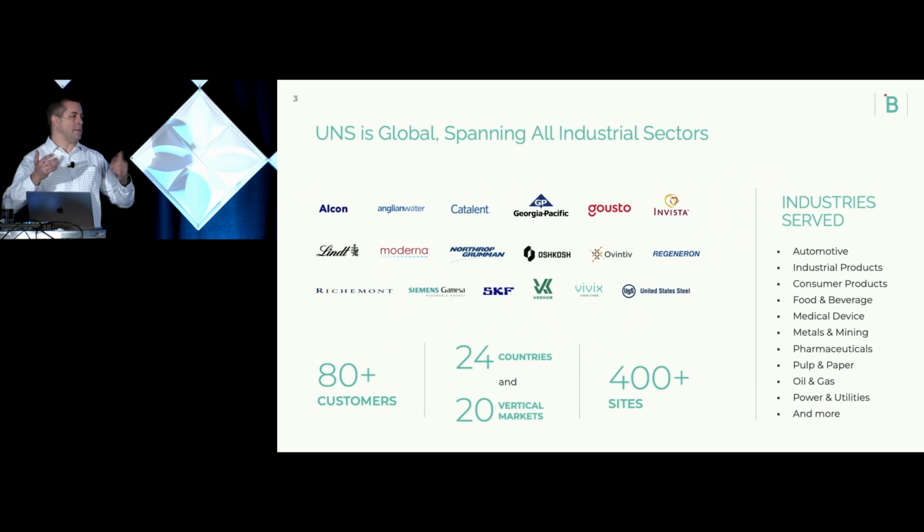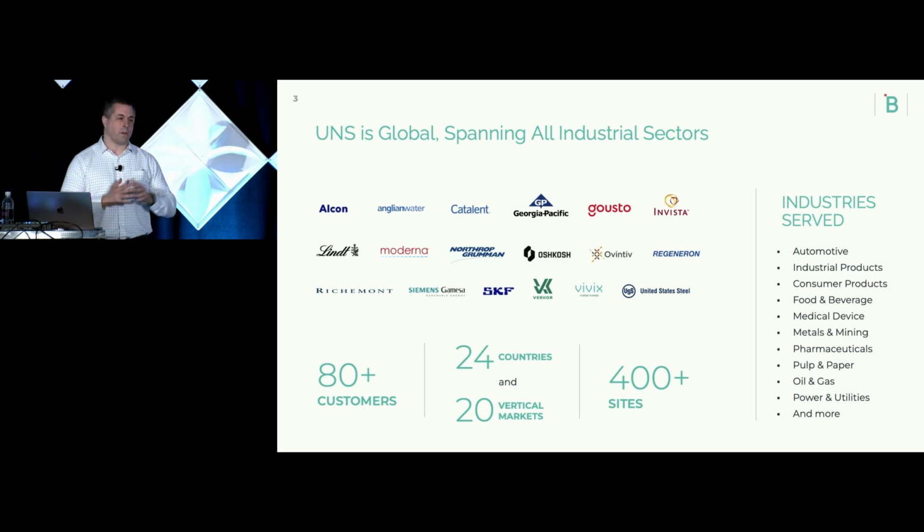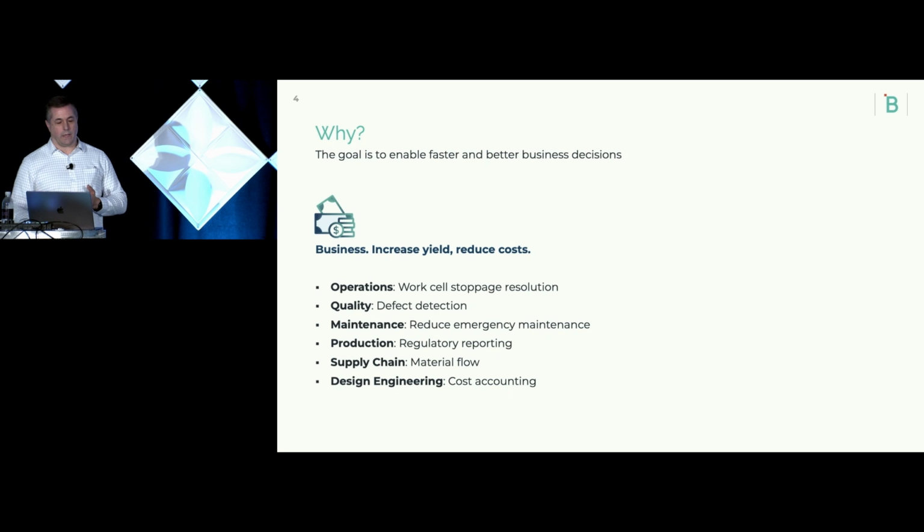The reality is, as Jeff had said, we've got over 80 customers, over 400 sites, across a really wide range of manufacturing and industrial companies. So all these companies have deployed it, they've implemented UNS, and that's what we want to show here: how do you build the UNS.